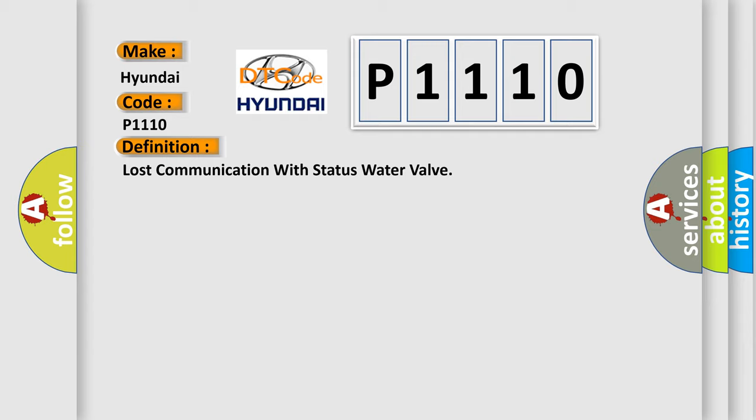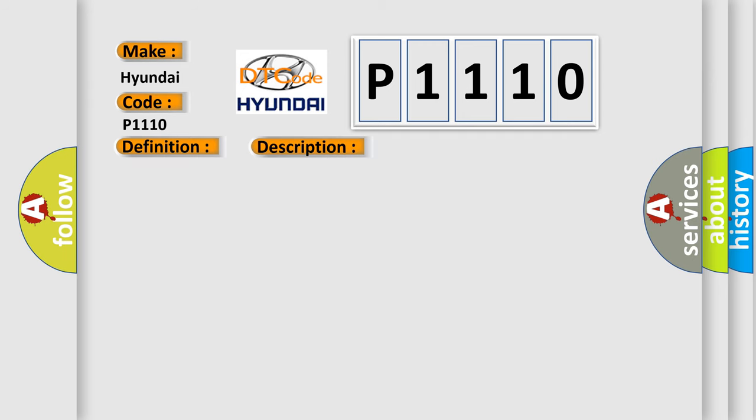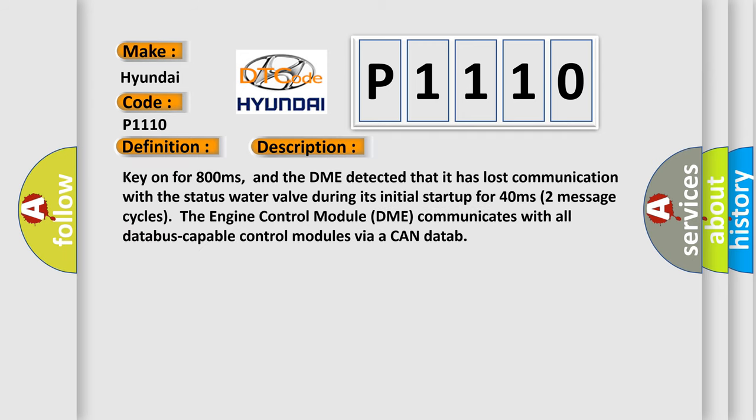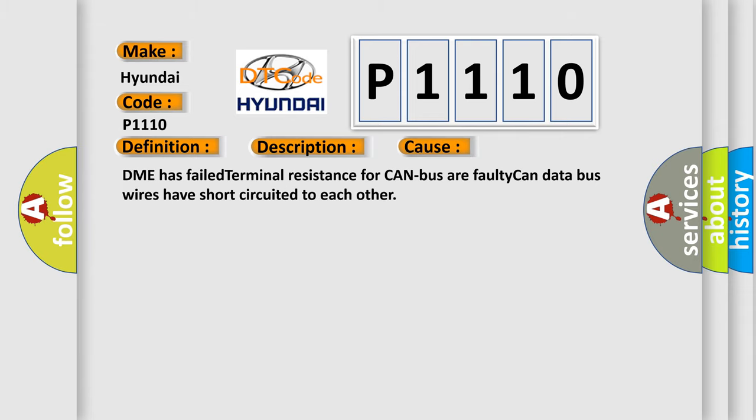And now this is a short description of this DTC code. Key on for 800 milliseconds, and the DME detected that it has lost communication with the status water valve during its initial startup for 40 milliseconds, two message cycles. The engine control module DME communicates with all databus-capable control modules via a CAN databus. This diagnostic error occurs most often in these cases: DME has failed terminal resistance for CAN bus. Faulty CAN data bus wires have short-circuited to each other.